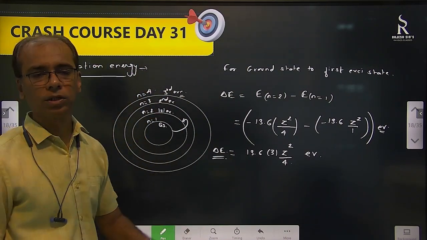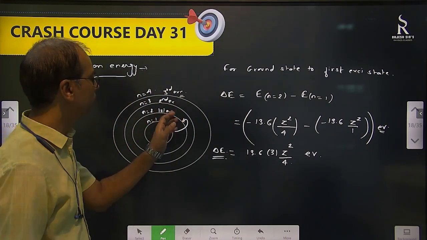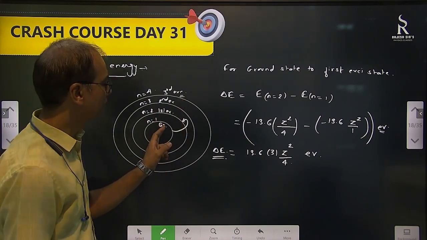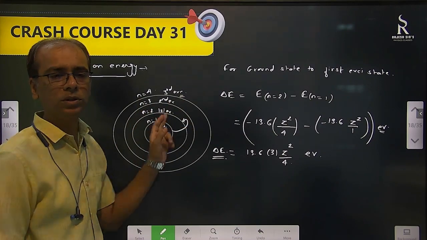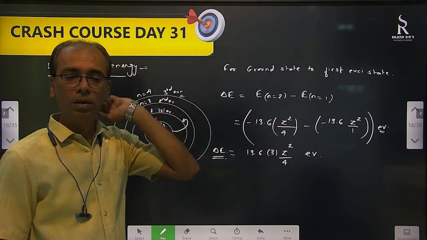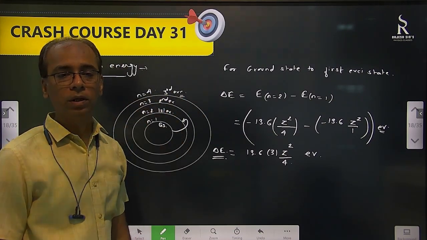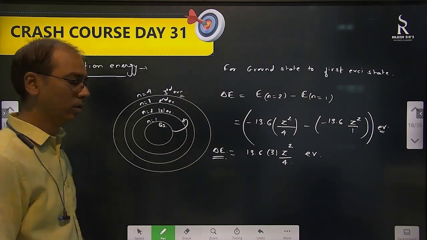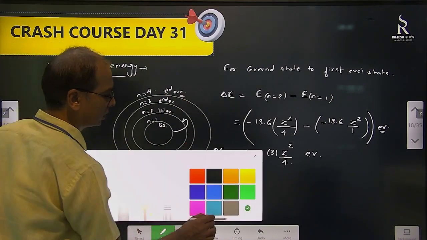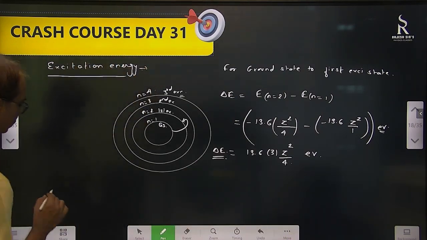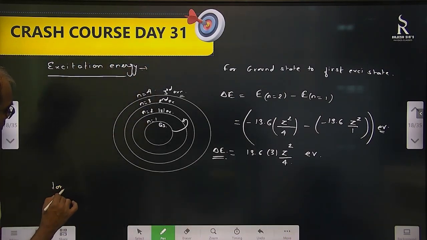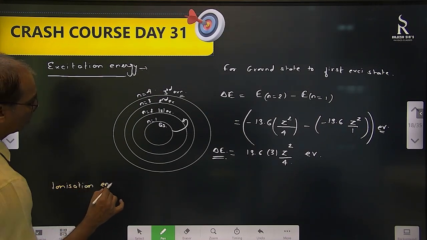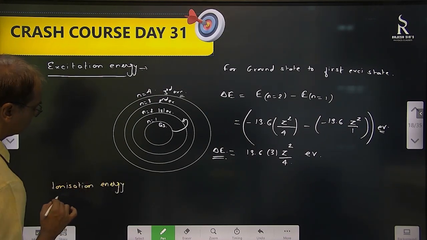This is excitation energy. That means how much energy you give so that it is going to move to a higher energy level. Maybe you are exciting from ground state to n equal to 2, ground state to n equal to 3, ground state to n equal to infinity. If it is from ground state to n equal to infinity, it becomes ionization energy. What is it?